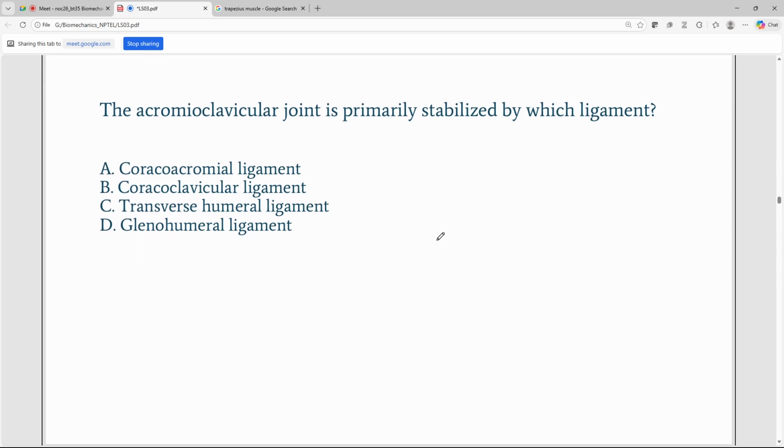Next question. The acromioclavicular joint is primarily stabilized by which ligament? I don't remember whether this was discussed in the videos, but try to answer. Options are: option A, coracoacromial ligament; coracoclavicular ligament; transverse humeral ligament; glenohumeral ligament. Try to answer the question.